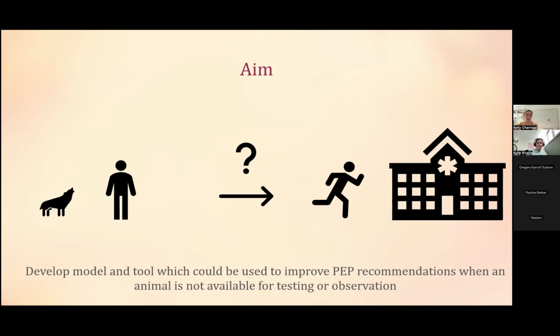Okay, and that was essentially the aim of this project: we wanted to develop a model and a tool which could be used to improve PEP recommendations when an animal is not available for testing or observation. Because typically the first step is to wait to see if the animal shows symptoms, but if you don't have the animal, you can't do that. And to test the animal, you have to euthanize it. So we typically want to avoid that if we can help it.